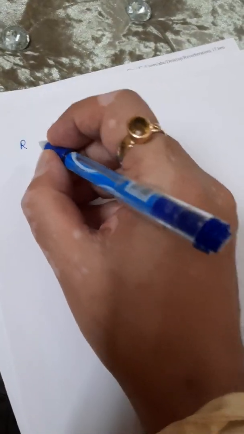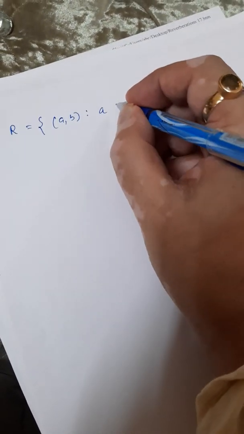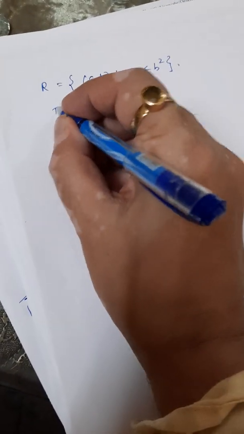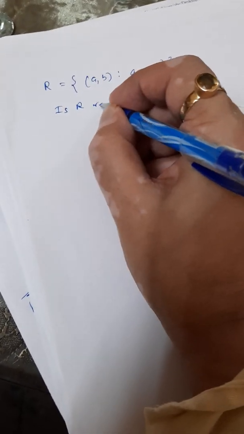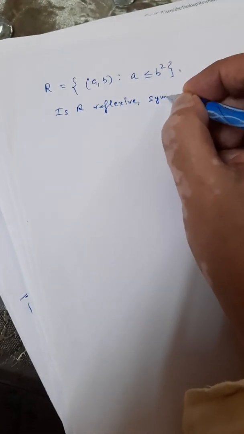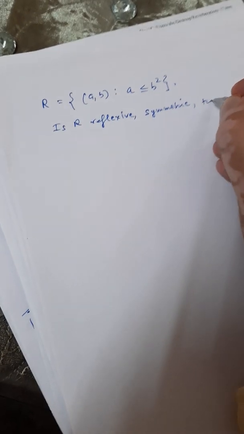Fine. Now, my first problem to you is: define a relation R on the set of reals as (a, b) such that a is less than or equal to b square. Is R reflexive, symmetric, transitive?